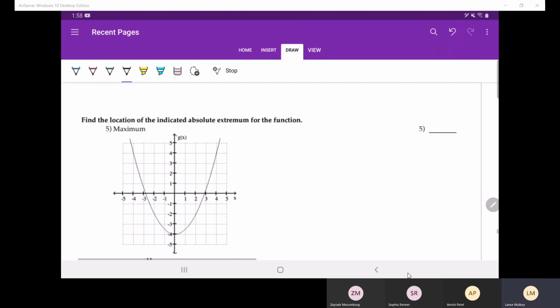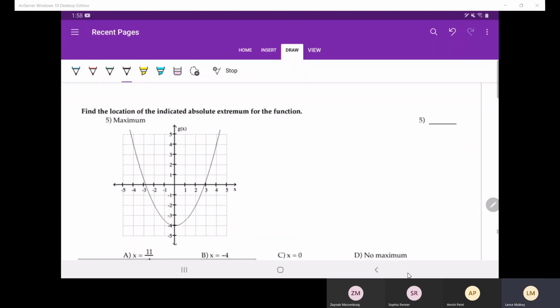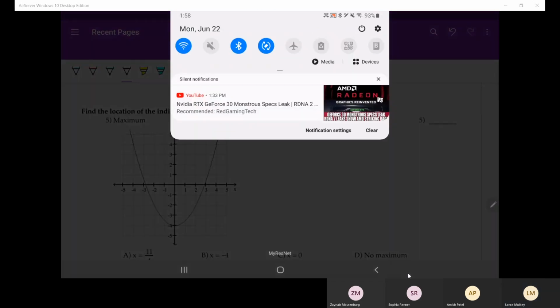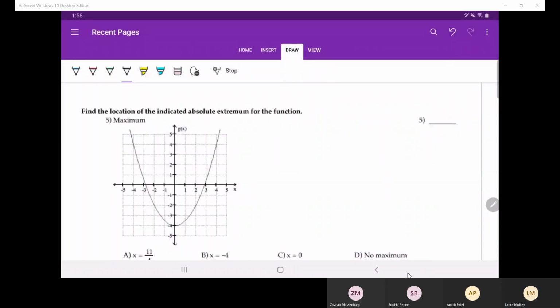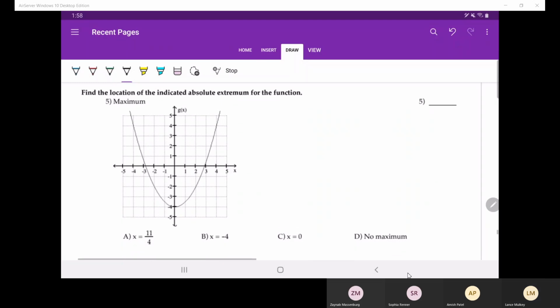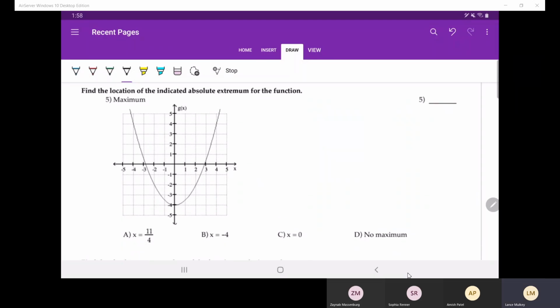Now, this question I didn't like. It said, find the location of the indicated absolute extremum for the function. There is the absolute extremum, but I messed up and it wants the maximum only. So, where's the location of the absolute extremum for the function?